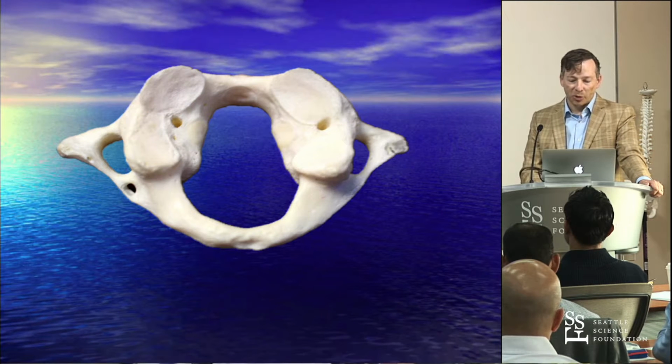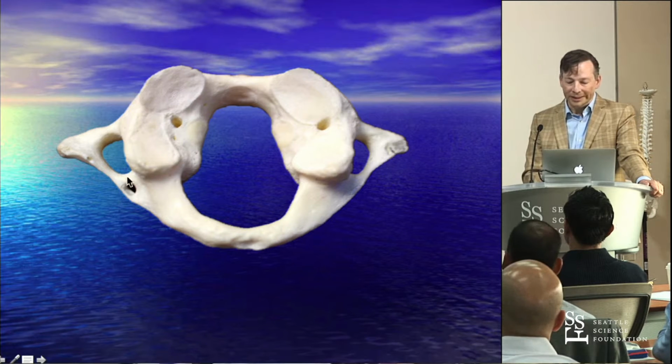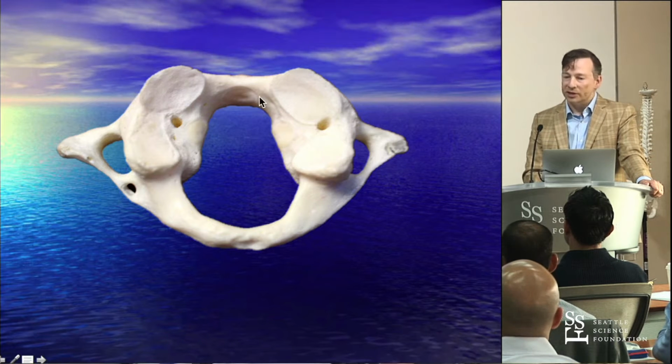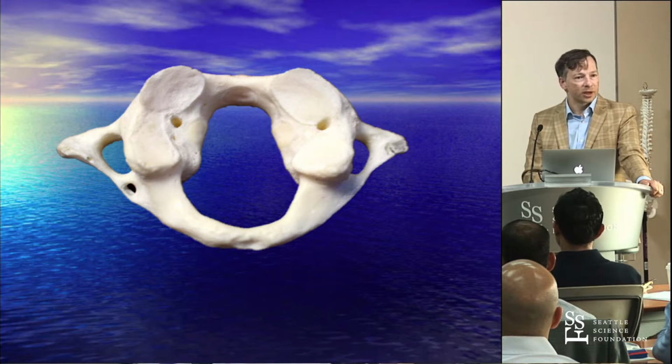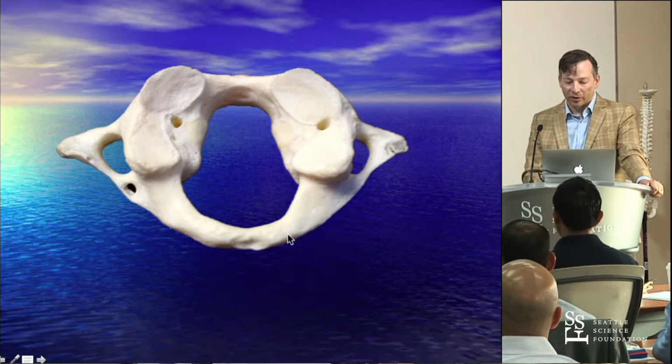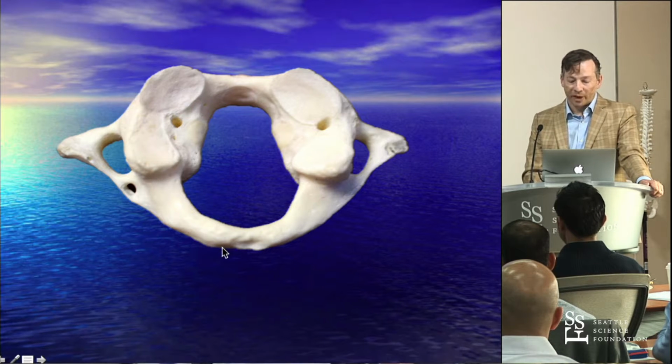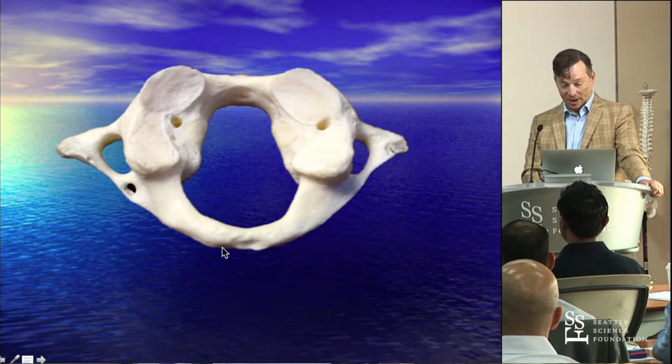If we look at a superior view of C1, we see some typical features. This has a bilobed nature of the superior articular facet. This is a more typical disjointed articular facet. We'll see the smaller anterior arch that's going to have more cortical bone associated with it, versus the posterior arch that will have more of an internal trabecular structure, which I'll show you in an upcoming slide.